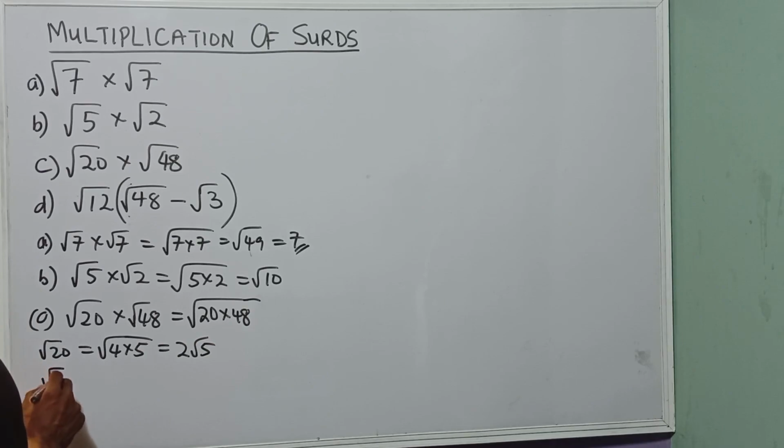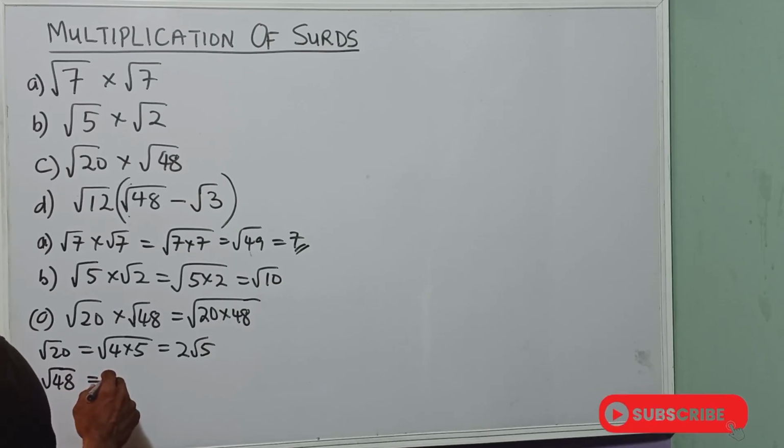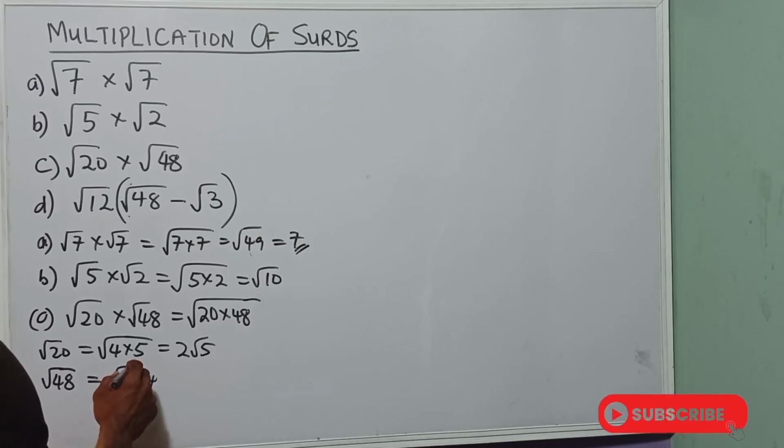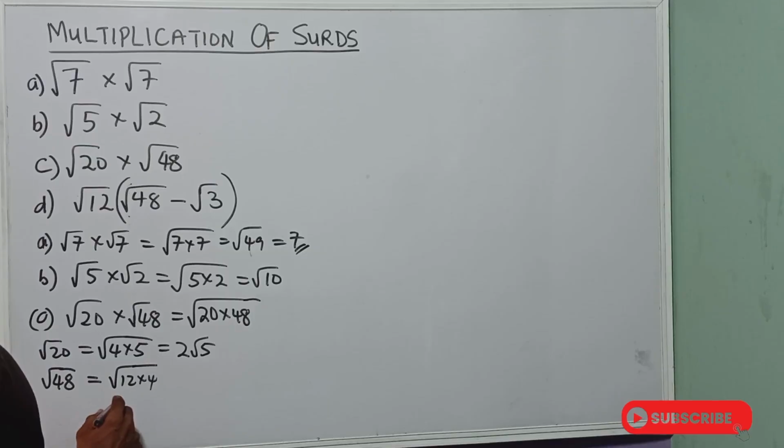And root 48 is root 12 times 4. But 12, we can still break down 12 to 4 times 3.